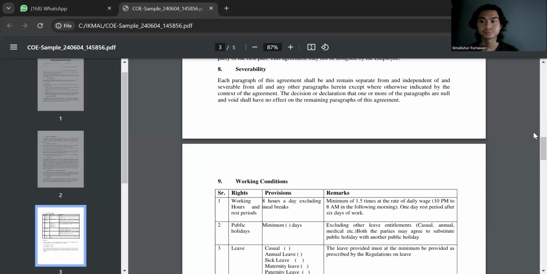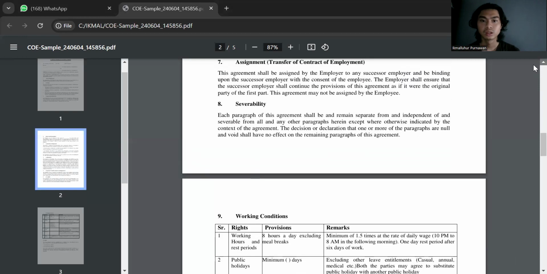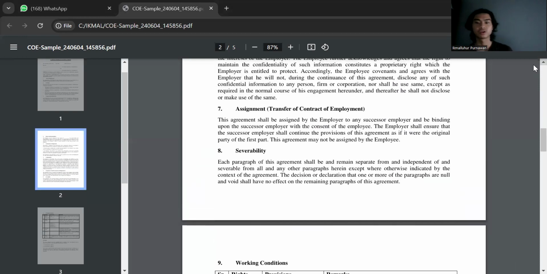Number 7, assignment, transfer of contract of employment. This agreement shall be signed by the employer or a successor employer. So if there's any other employer, successor employer, and be binding upon the successor employer with the consent of the employee. The employer shall ensure that the successor employer shall continue the provisions of this agreement.